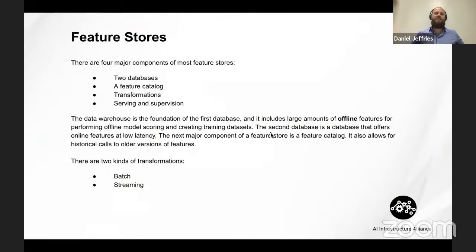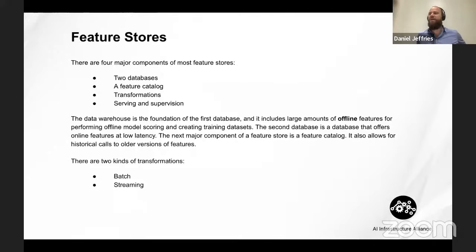They're really kind of a new type of database. And there's sort of 4 components. There's a lot of confusion around this, and I think it's challenging to understand. Maybe it's because the marketing sort of intentionally confuses it, but I'd say there are essentially 4 components of a feature store: 2 databases, the feature catalog, transformations, and serving and supervision.